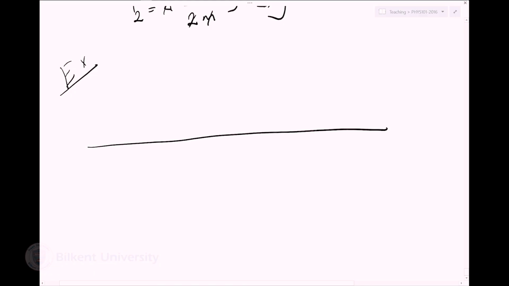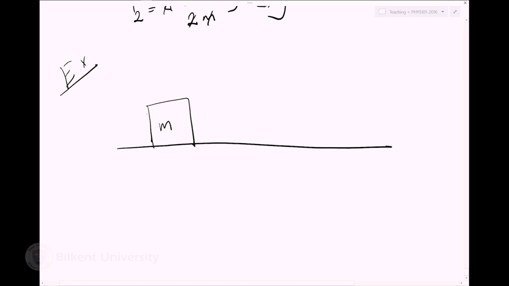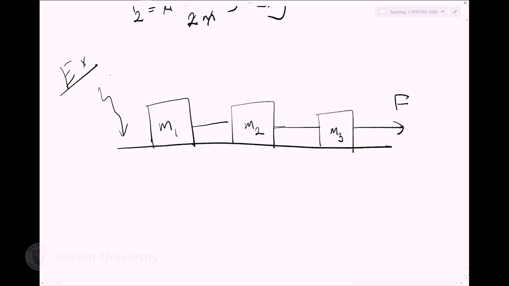Let's solve one more simple example. If I have three masses on a frictionless surface, the question is to find what T1 is, the tension in the rope tying M2 to M1. All right? So that's the only thing we need to do.